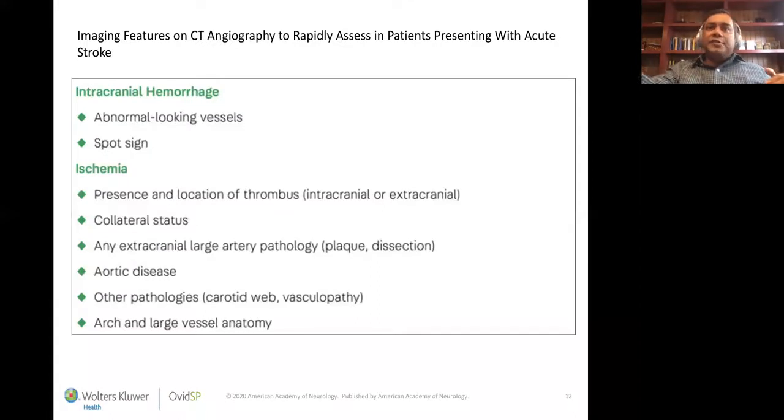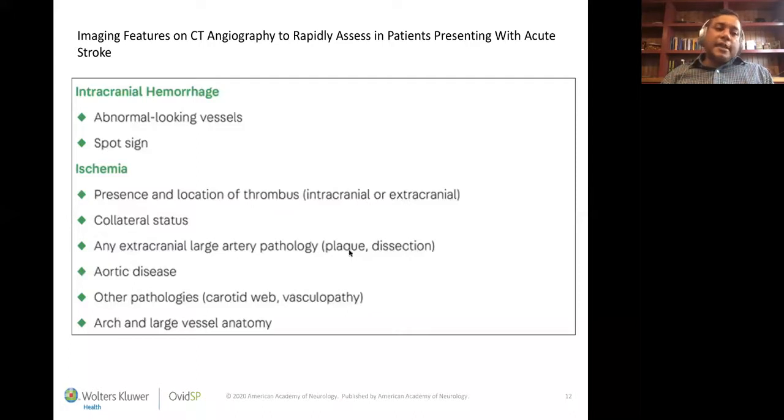Again, as soon as the CT angiography is done, we are able to look at the scans on a console. And the CT angiography helps both with intracranial hemorrhage assessments as well as with ischemia assessments. Now, just to remind you, if we already see on the non-con CT that there is a hemorrhage, then we would only order a CT angio head. We may not actually do a neck.